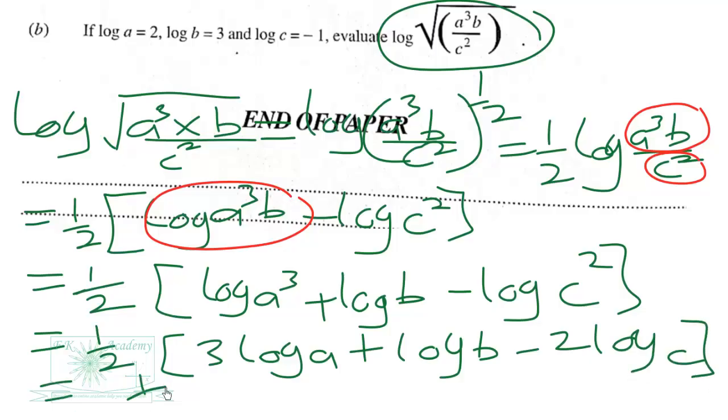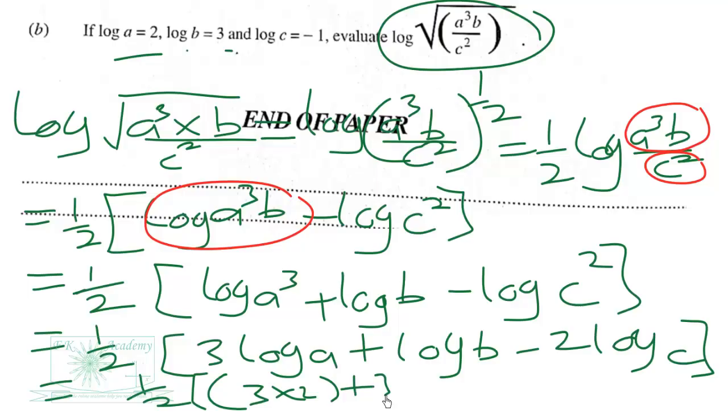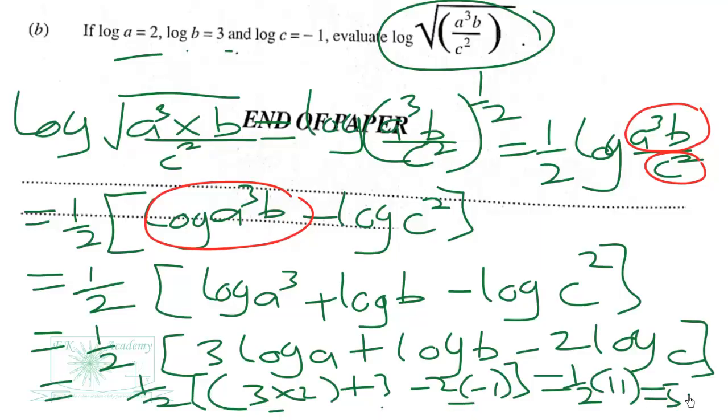So this will be equal to 1 over 2. We're given that log a is 2, so 3 times 2 plus log b is 3. Then we have minus 2 times negative 1. So this will be equal to 1 over 2. We have 6 here plus 3, 9. 9 plus 2, 11. Half of 11, which is 5.5.